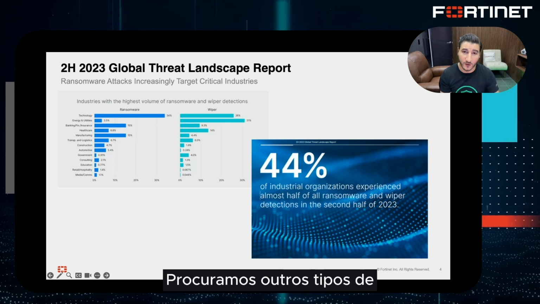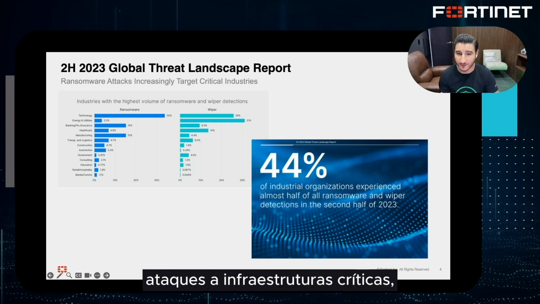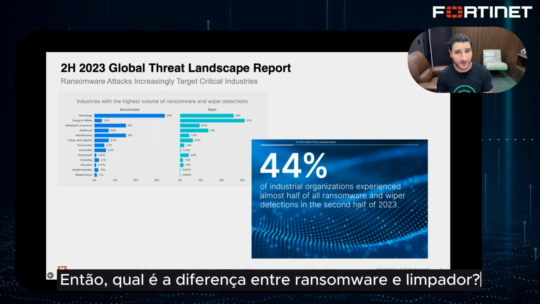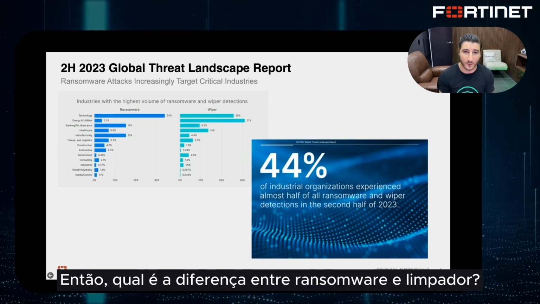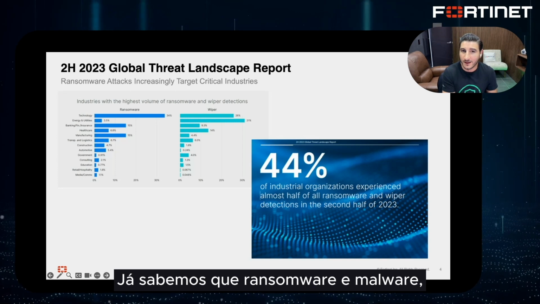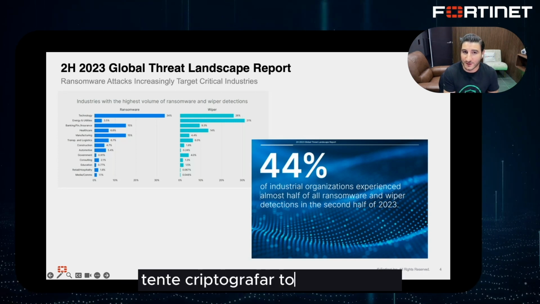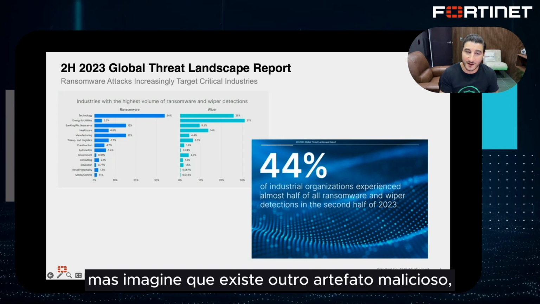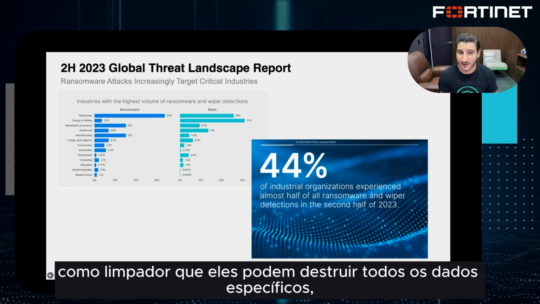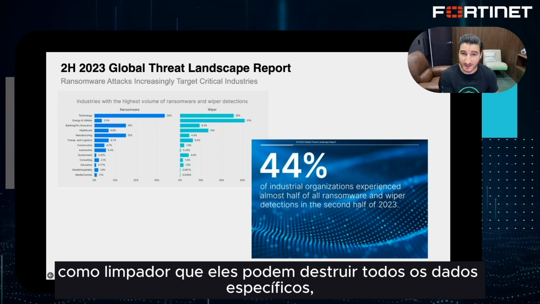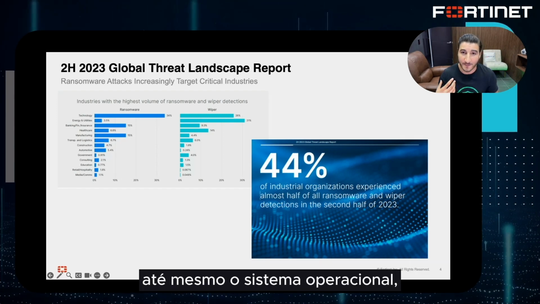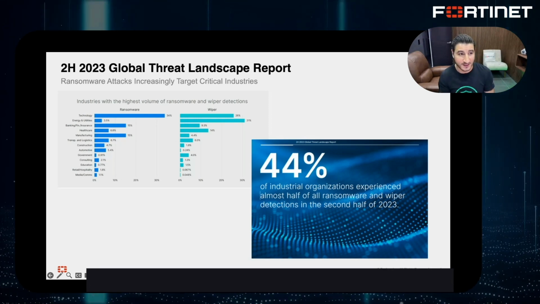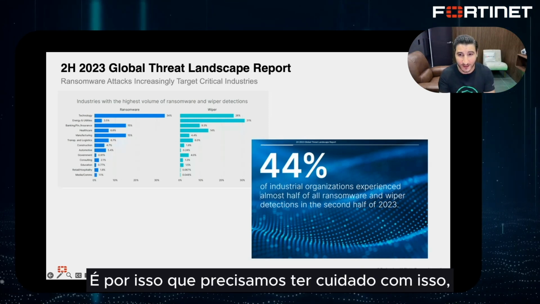We are looking at other types of attacks on critical infrastructure, for example, wiper strains. So what's the difference between ransomware and wiper? We already know that ransomware malware tries to encrypt all the data, but imagine there's another malicious artifact like a wiper that can destroy all the specific data, even the operating system, right? So they can destroy your entire environment. This is why we need to be careful with that, right?